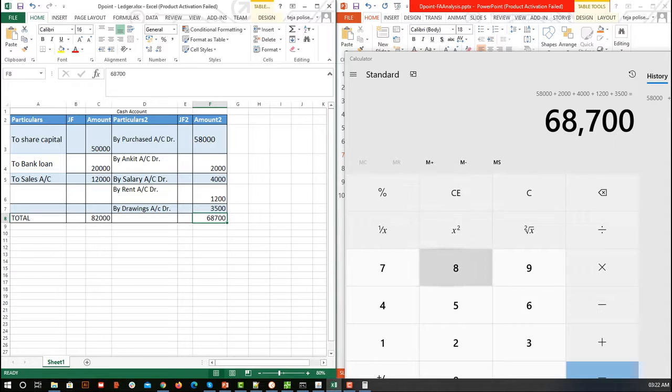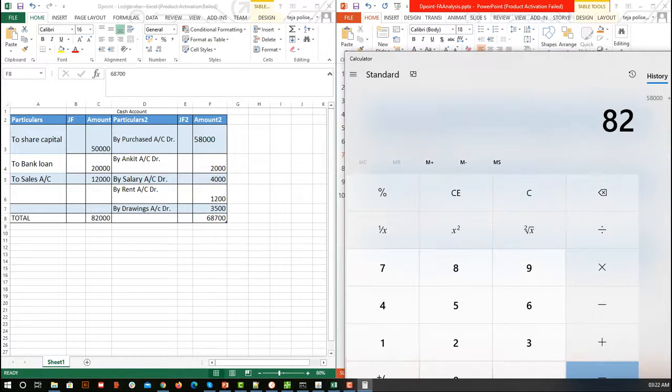So what is the difference? So we have to balance. That is our overall intention. So if you try to understand what we are doing with respect to one account, the same thing you will do with all the other accounts. So the first account, it will take some time, but remaining account, it will be good. Now what is the difference? So difference is 13,300.